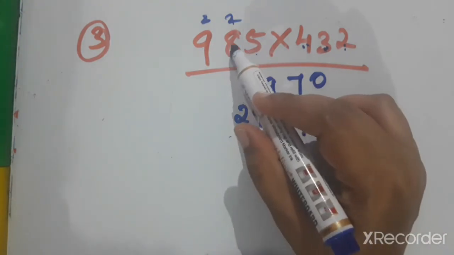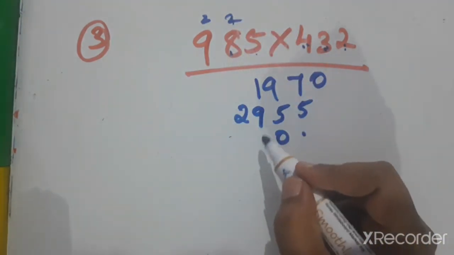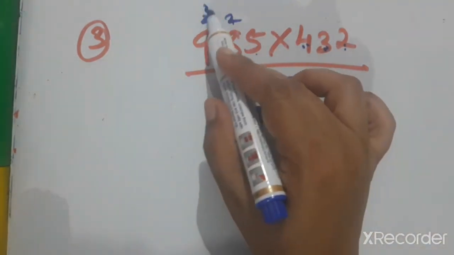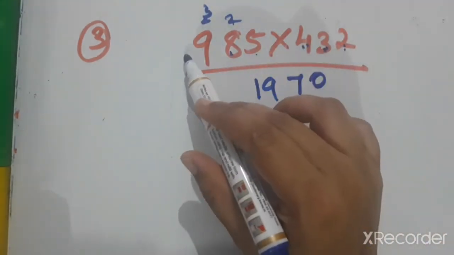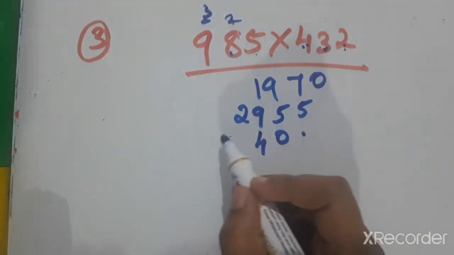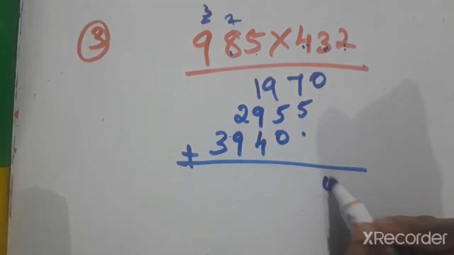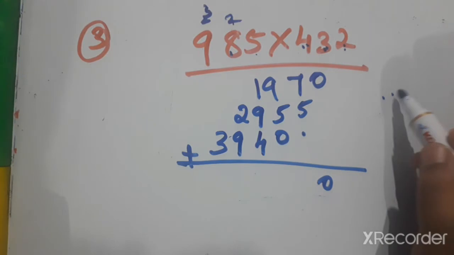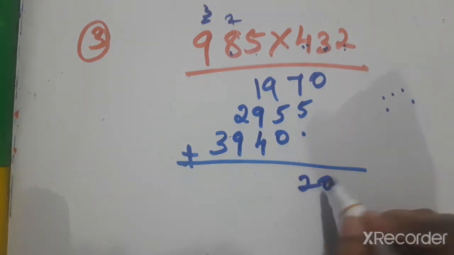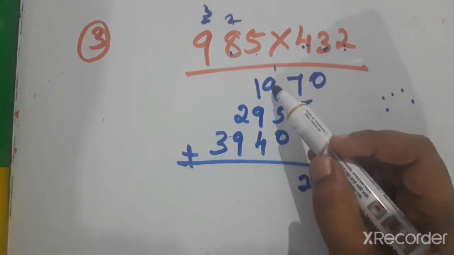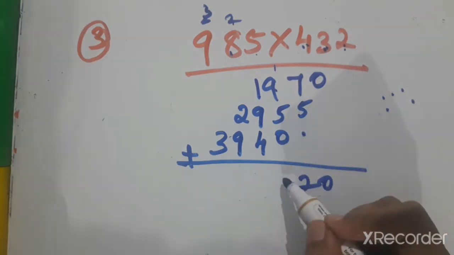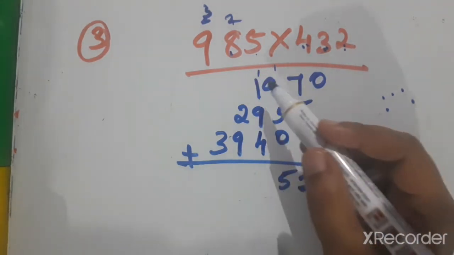4 8s are 32, 32 plus 2, 33, 34. So 4 here, 3 carry out to next place. 4 9s are 36, 36 plus 3, 37, 38, 39. Now add it here, 0. 7 plus 5 is 8, 9, 10, 11, 12. So 2 here, 1 carry out to next place. 1 plus 9 is 10, 10 plus 5 is 15. 15 means 5, 1 carry out to next place.